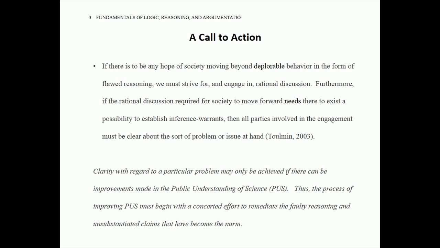Toulmin, 2003. Clarity with regard to a particular problem may only be achieved if there can be improvements made in the public understanding of science (PUS). Thus, the process of improving PUS must begin with a concerted effort to remediate the faulty reasoning and unsubstantiated claims that have become the norm.